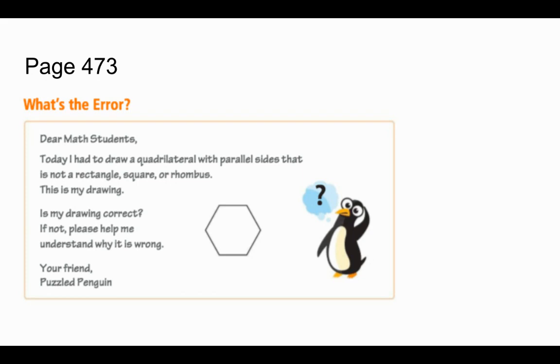Oh, Puzzle Penguin, you missed the first clue. You had to draw a quadrilateral. Remember, Puzzle Penguin, that's 4 sides.